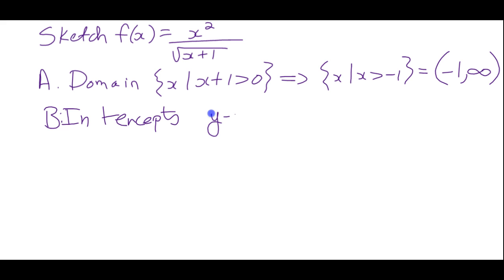Intercept, so the y-intercept. You set x to 0. We get (0, 0), right? 0 divided by 1, which is 0. And so that's our intercepts, right?